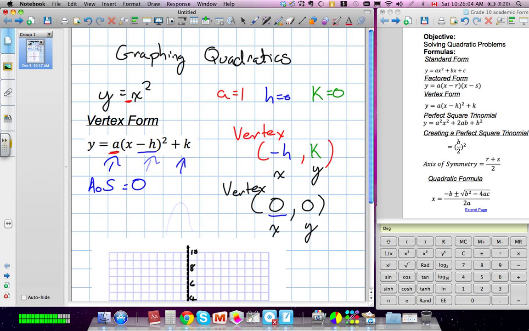Well, it deals with whether a is positive or negative, right? So if a is positive, we open up. So in other words, we have a parabola that looks like that. And if a is negative, we open down. So we have a parabola that looks like that. So our a is positive or negative in this case?